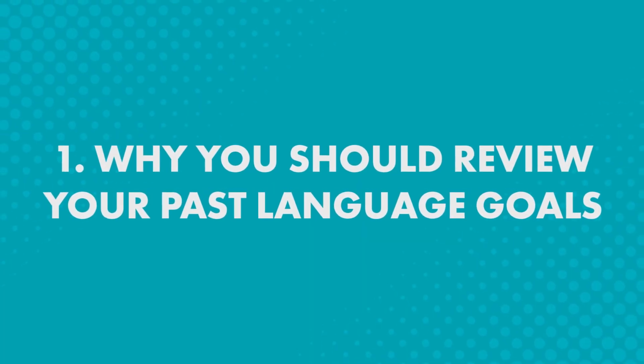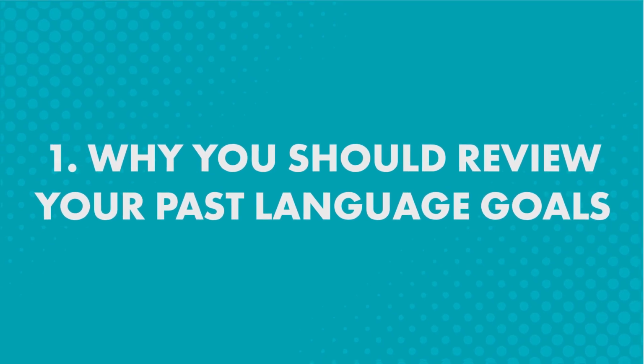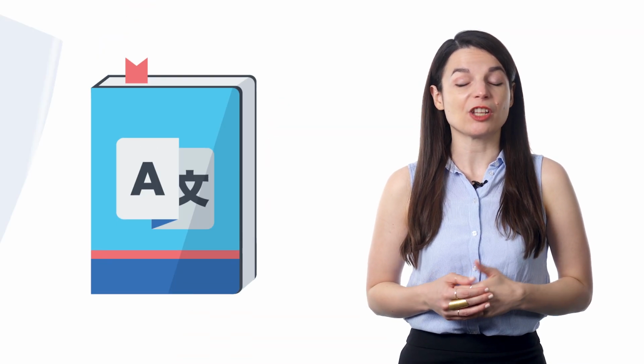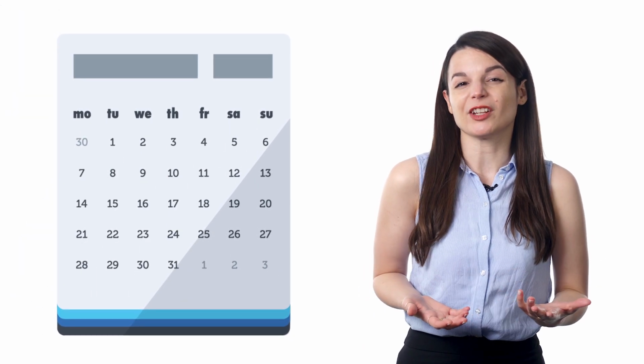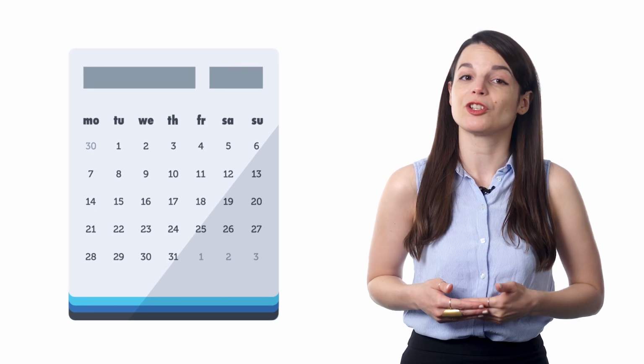Number 1. Why you should review your past language goals. When you set goals, do you ever go back to review your progress? It can be a reminder of how far you've come and help you keep your motivation up. Let's say you started learning a language and you've been at it for a few months. In month 1, you're excited and motivated. In month 2, you're still going at it, but maybe the motivation is not as strong, and you want to make sure that you don't fall off, unfortunately, as most people do.